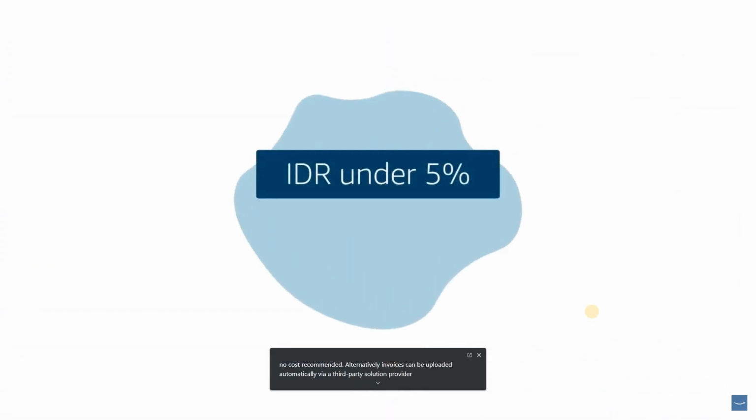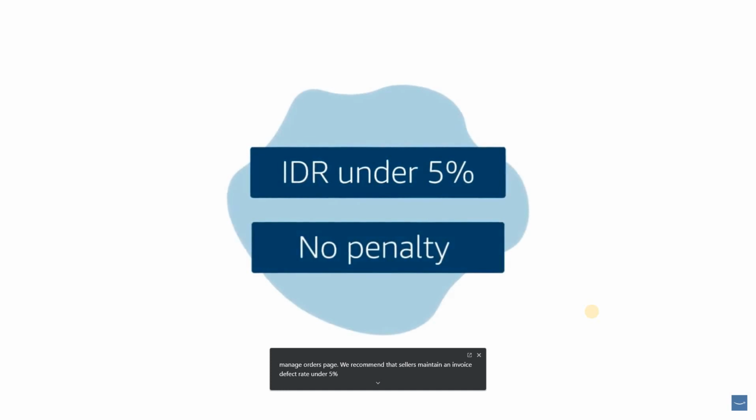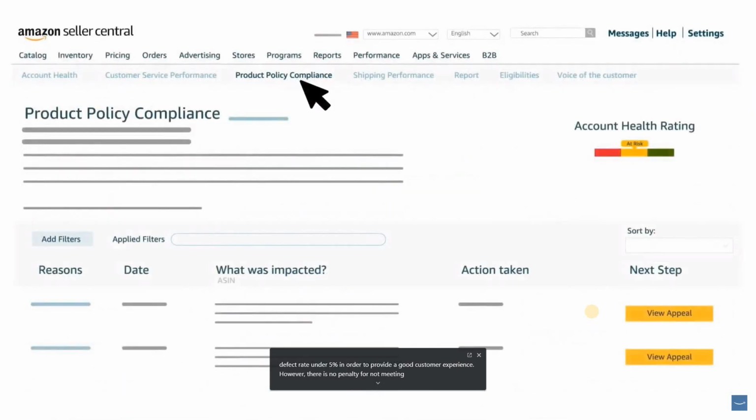We recommend that sellers maintain an invoice defect rate under 5% in order to provide a good customer experience. However, there is no penalty for not meeting the performance target at this time. Product policy compliance. This page in the Account Health tab contains all listing level violations. It is important that you appeal all violations through this portal on the Next Steps column.